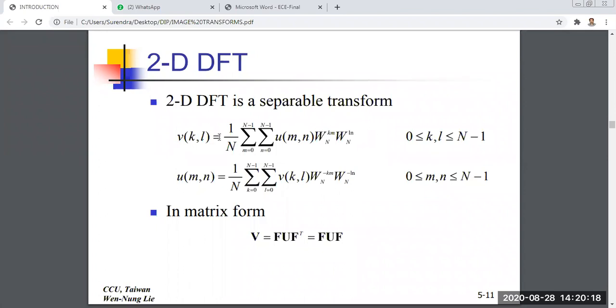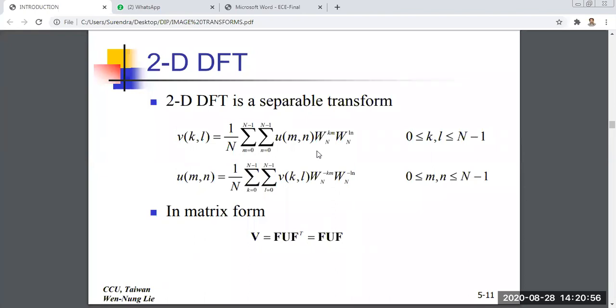So in the two-dimensional discrete Fourier transform, instead of one-dimensional, we are using two-dimensional points, m comma n. In the previous case there is only n, but here there are two dimensions, m comma n. So since there are two dimensions, there are two coefficients also. What are the coefficients? W power km, W power ln. K for m, L for n.